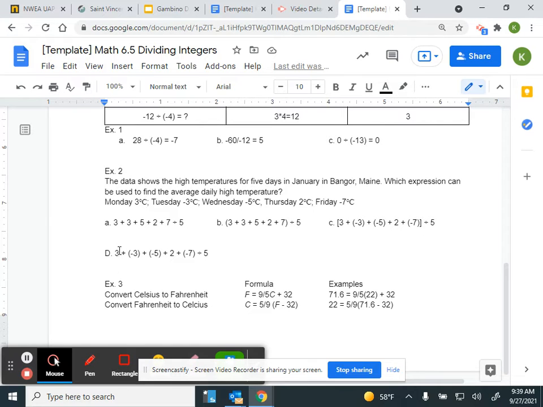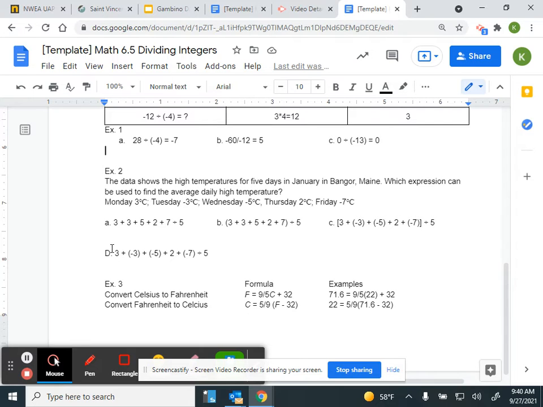Let's look at D. We've got our positives and negatives divided by 5. So they're almost the exact same. How do we know is the correct expression C or D? What do you think, Penelope? I think it's C because it shows how you do Monday plus Tuesday plus Wednesday plus Thursday plus Friday, and then it shows how you divide it by 5. And then it also shows the answer.